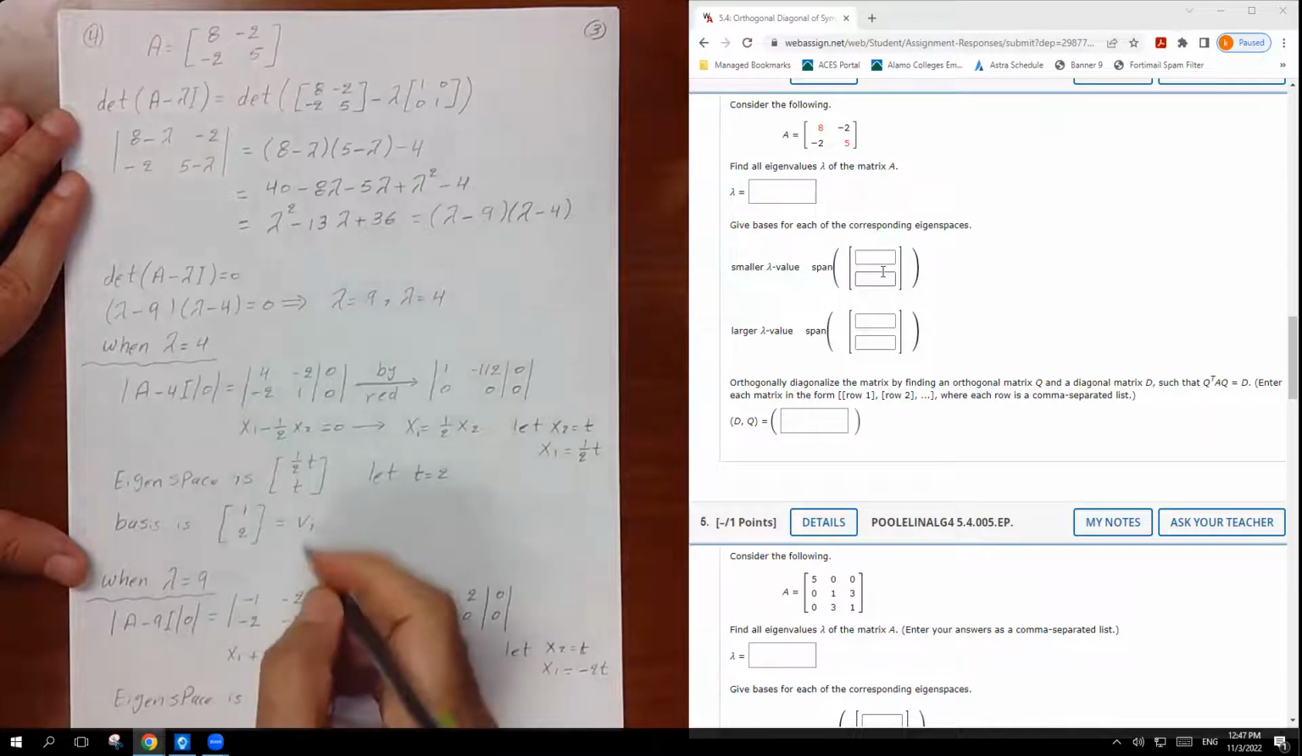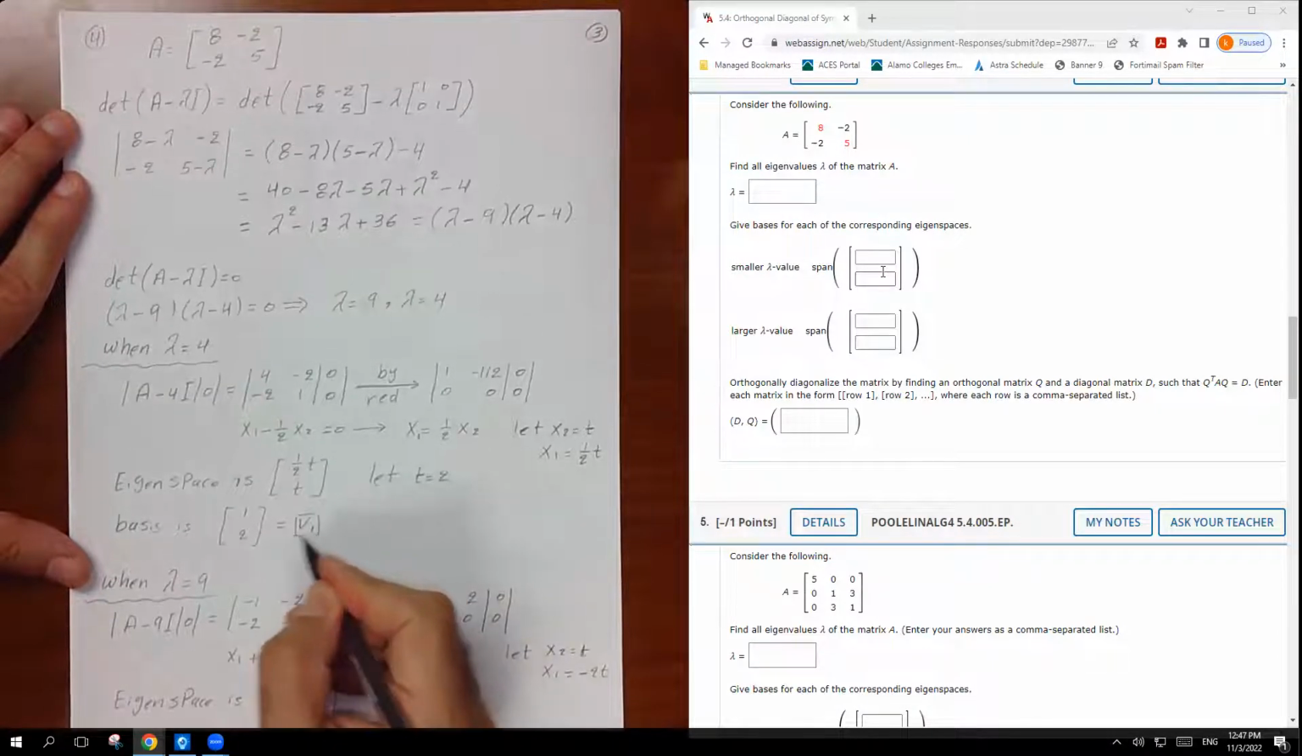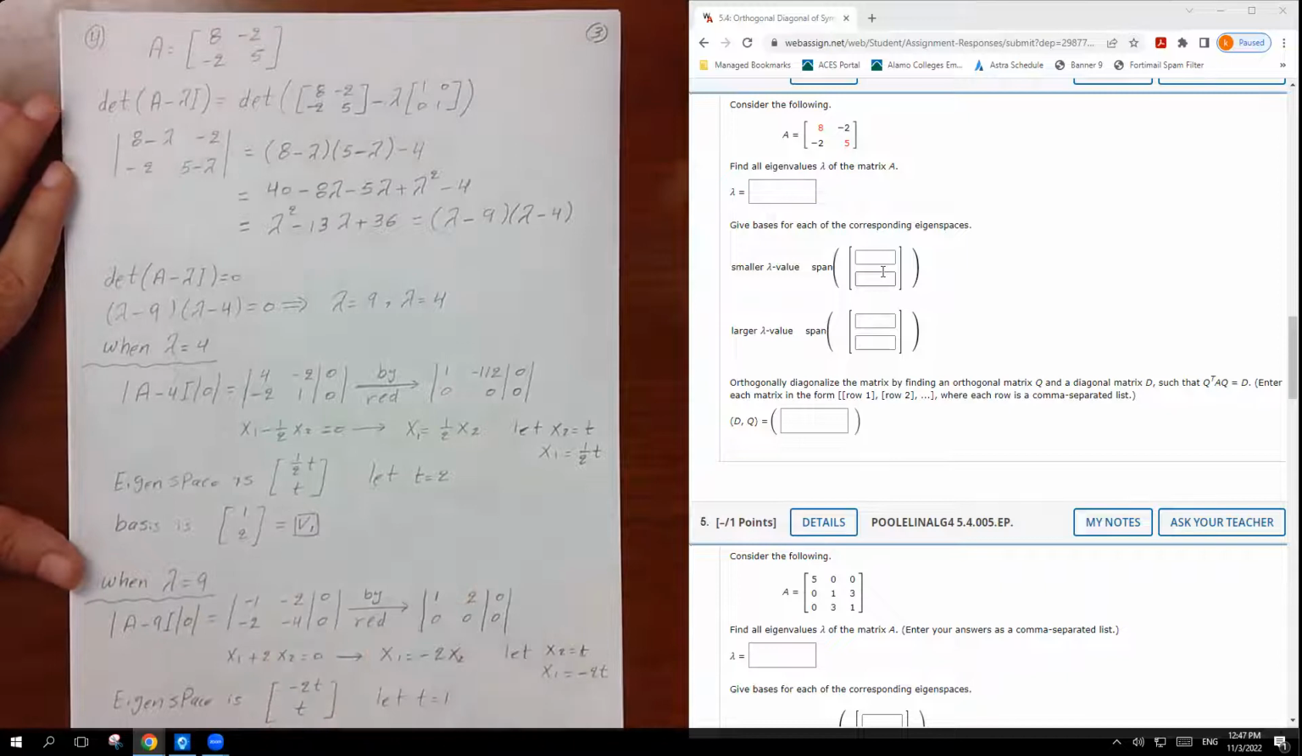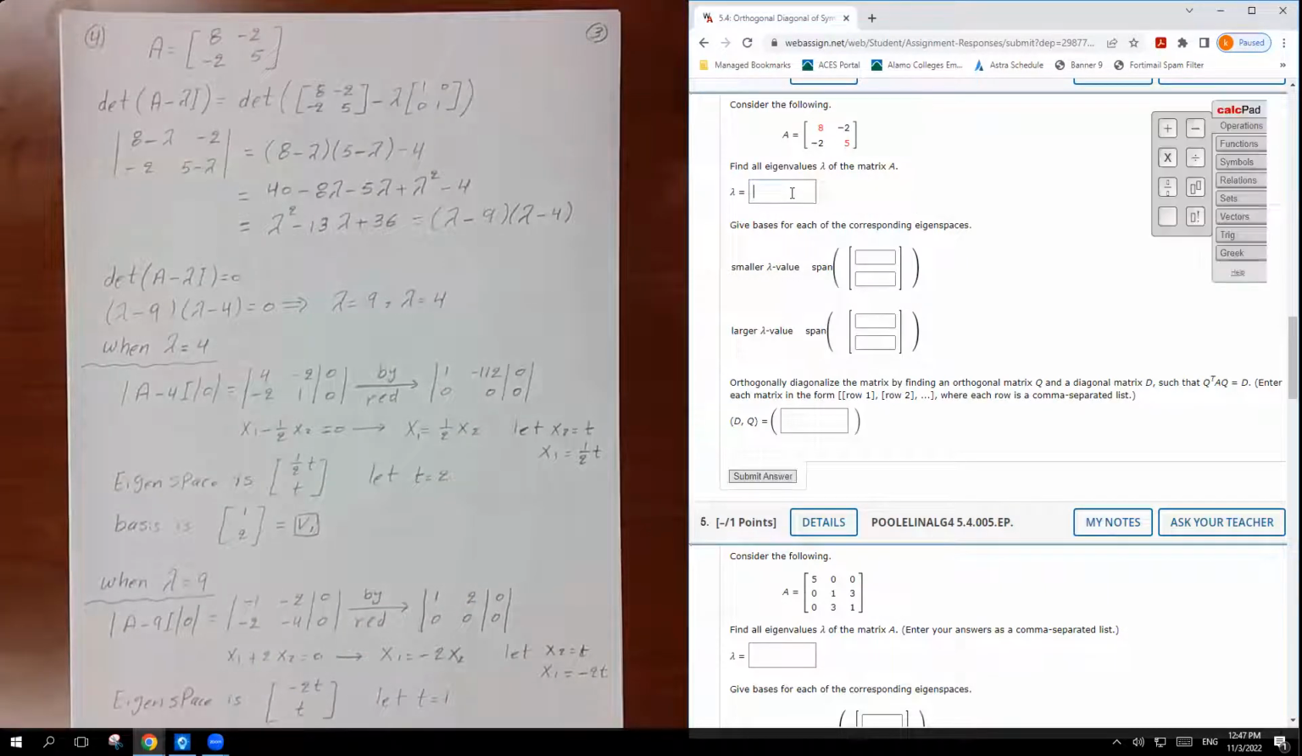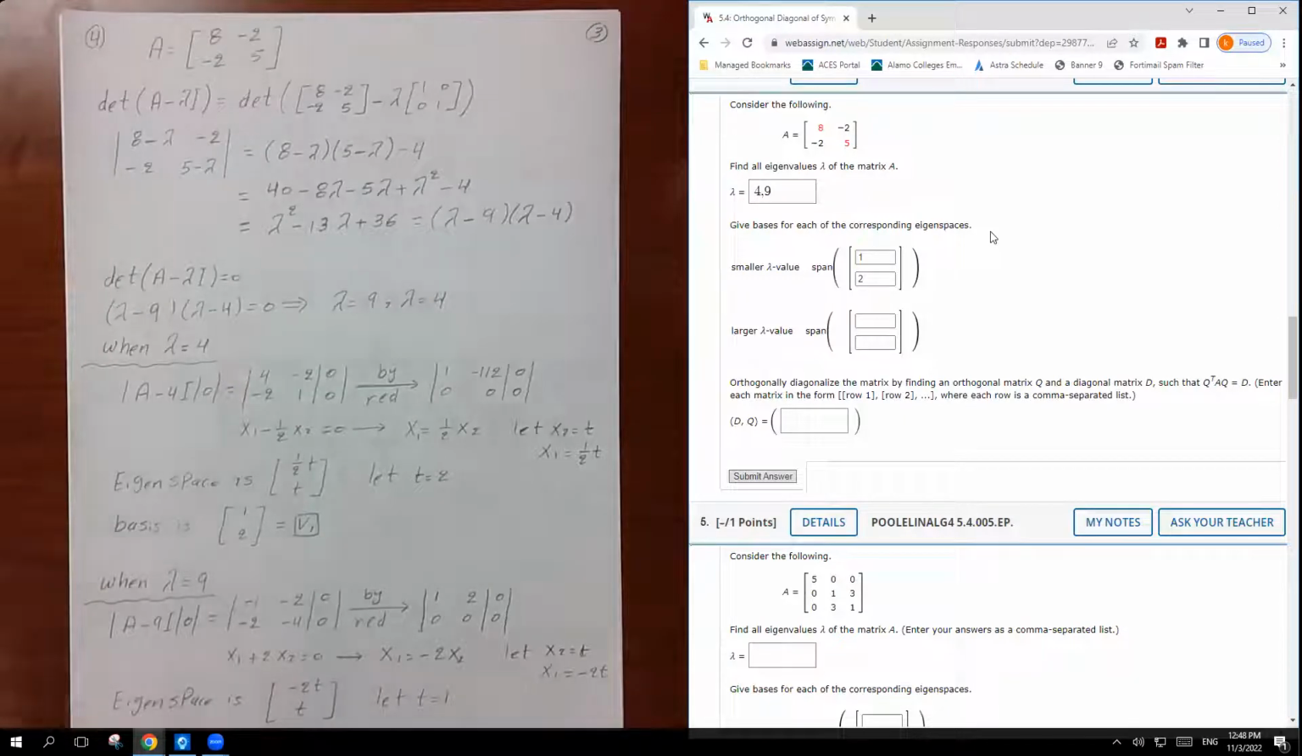This is the first basis. So here we're going to type lambda equal 4, and here we're going to plug in 1 and 2. That's the first basis. Now, let's check with the second one.